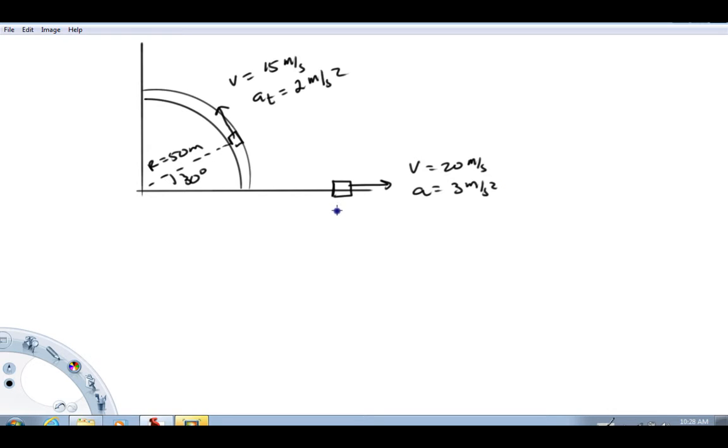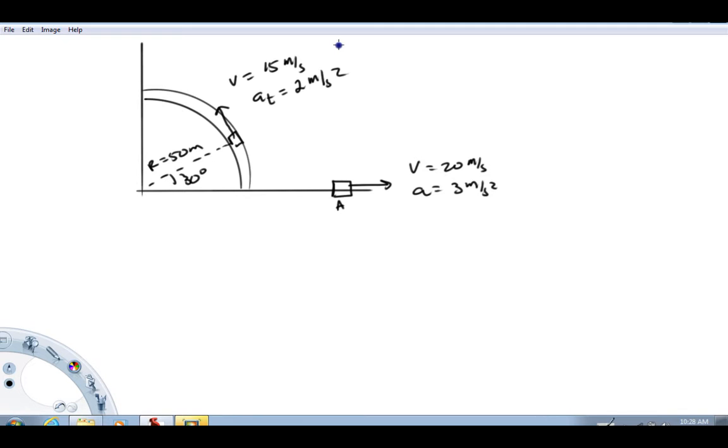I'm going to go ahead and give this a name. I'm going to call this car A here. And then here's car B. Car B is traveling along this curved path here with a 50-meter radius. Car B is traveling at 15 meters per second, and car B has a tangential acceleration of 2 meters per second squared.